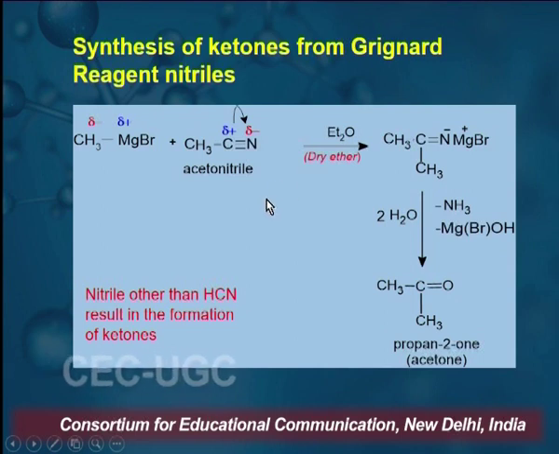Now, if we take acetonitrile, in that case this will result in the formation of ketone. Here is the example of acetone, but if you want to prepare a ketone where one of the R groups is different, then accordingly the Grignard reagent is taken, which will result in the formation of the corresponding ketone. So you can manipulate the synthesis by taking the appropriate nitrile and corresponding Grignard reagent to give the desirable ketone.